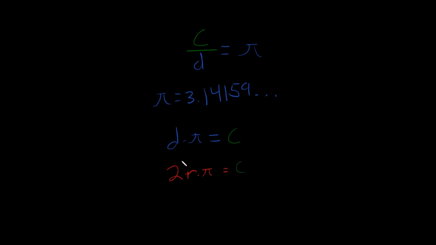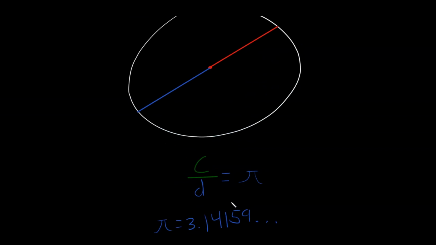And this is the equation that you'll see in your math class where you can get the circumference of a circle. And it can be written in multiple ways. For example, you'll often see it written as 2 pi r. 2 pi r is equal to circumference. But either way, this is going to give you the circumference of the circle.